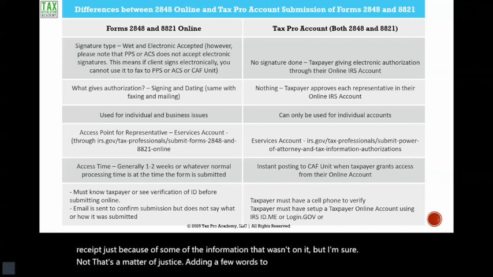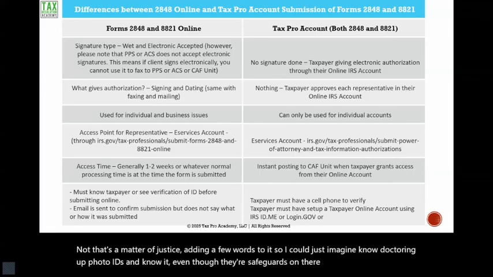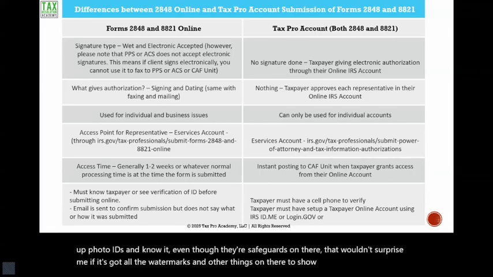So I could just imagine doctoring up photo IDs, and even though there are safeguards on there, it wouldn't surprise me if it's got all the watermarks and other things on there to show it.